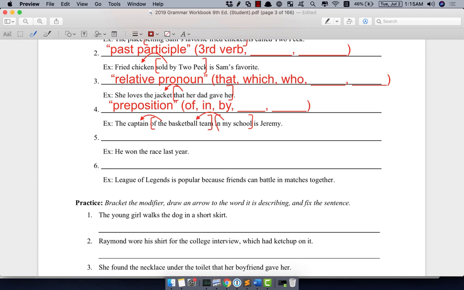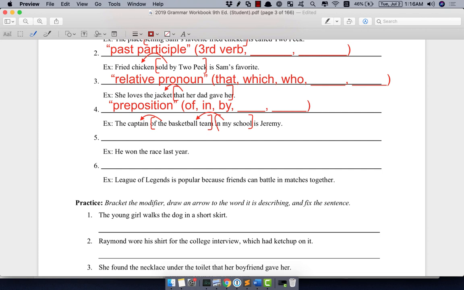Okay, what is the sentence without the modifier? It's the captain is Jeremy. But which captain? You want to be a little bit more specific, like 哪一个 captain? It's the basketball team, the captain. It's 篮球队 the captain. And which basketball team is the one that's in my school? So in Chinese, if you understand Chinese, then try to translate this sentence to Chinese.